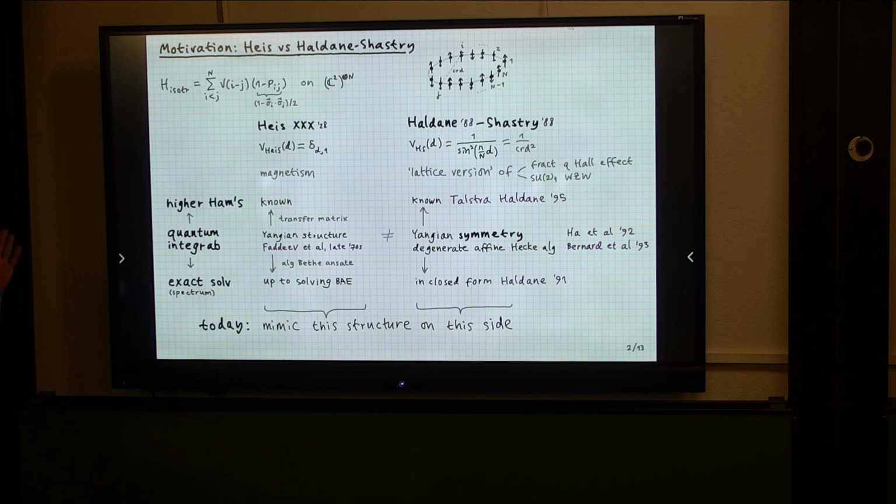So they're pairwise with the usual exchange interaction between sites i and j, drawn on the right. And then the interactions usually become weaker at longer distances. So that's what this potential function v does. And for Heisenberg, the potential forces you to only interact with the nearest neighbor, whereas for Haldane-Shastry, the potential tells you that you interact with a 1/chord distance squared potential.